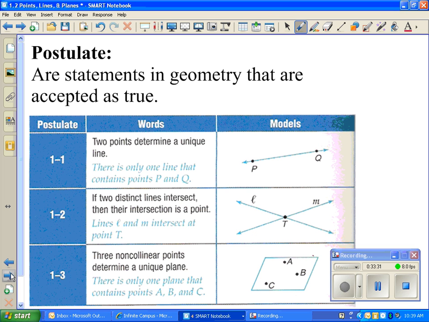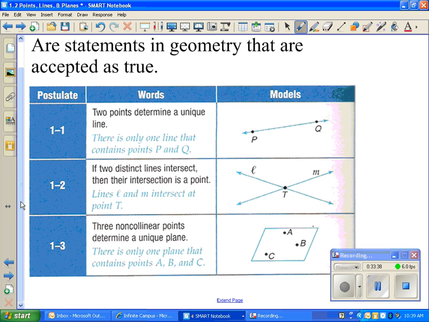All right, these are postulates, things that help you answer questions that are accepted to be true. So we talked about it. Any 2 points determine a unique line. That means 2 points make a line. You got me? Any 2 points can make a line. All right, 2 distinct lines intersect, and their intersection is a point. When 2 lines intersect, they intersect at a point. That's what it means. Line L, line M intersected. They intersected at point P. All right?